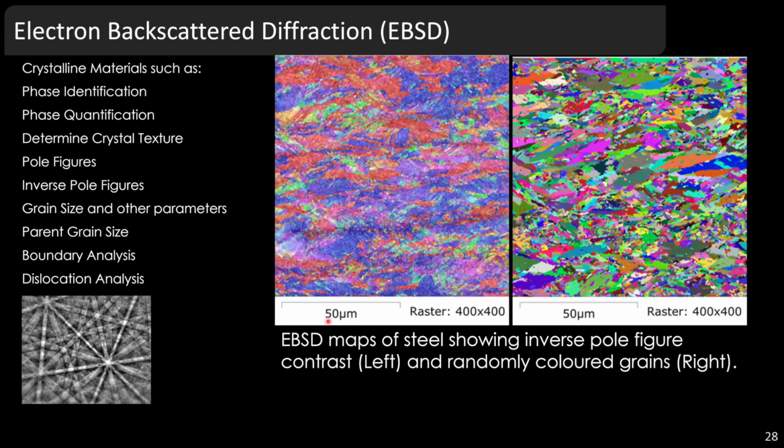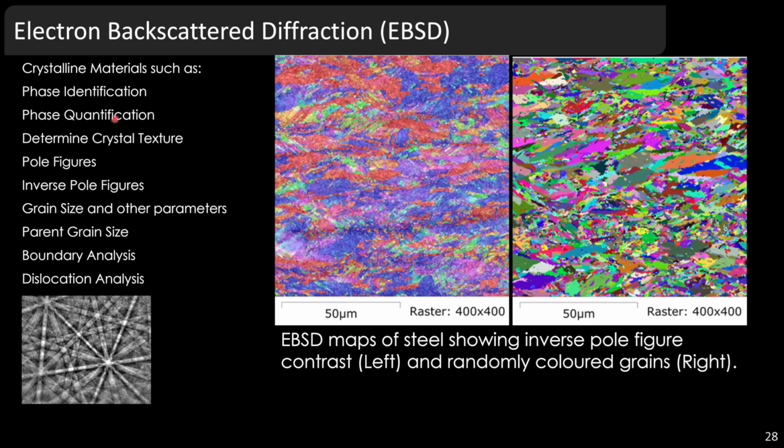We also have an EBSD detector. So on crystalline materials, we can gather a wide variety of different information. We can do a lot with the microscope that allows us to identify phases and quantify phases, though you will have some issues with phase quantification because, unlike X-ray diffraction, we're collecting from a very thin surface layer, about 10 to 50 nanometers.